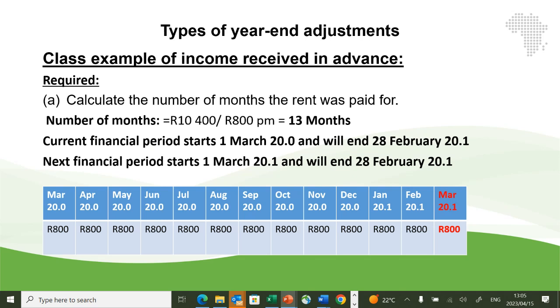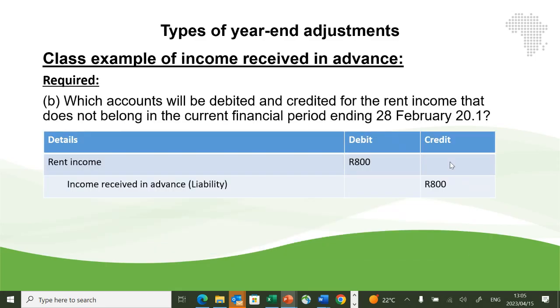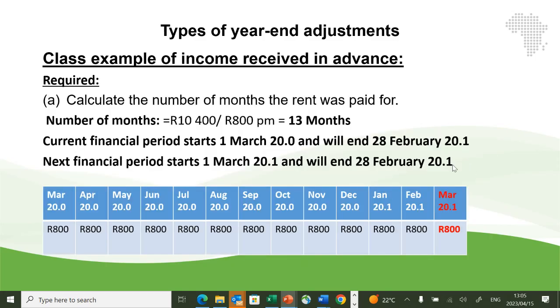It should be February 20.2. Yes, here it should be 20.2. But for the current financial period, it starts when? March 20.0 up to February 20.1. You can already see that if you allocate 800 per month for these 12 months, 12 months belong to the current period, and only March 20.1, which is 800, belongs to the next financial period.